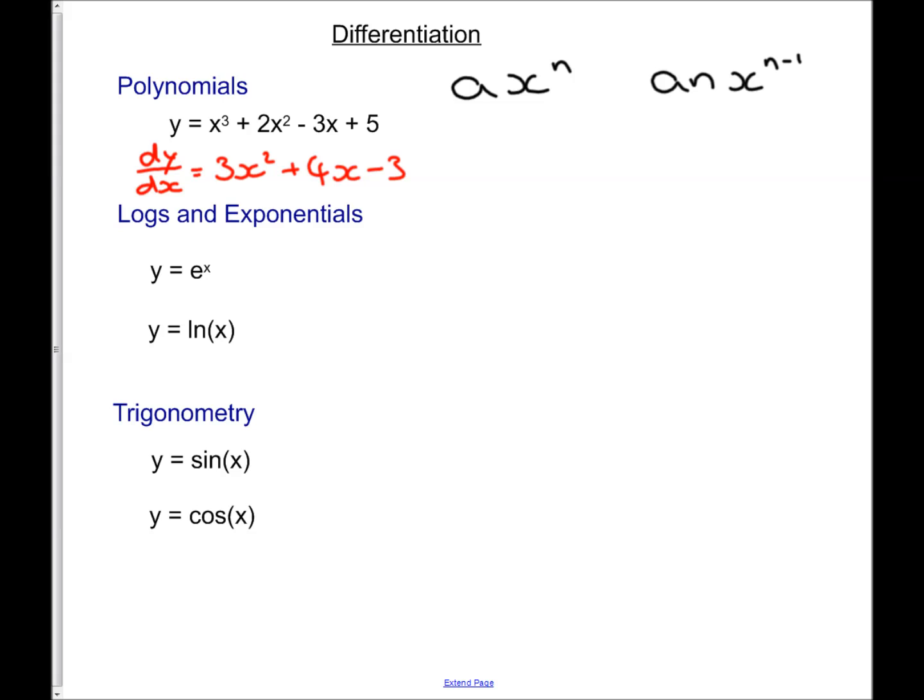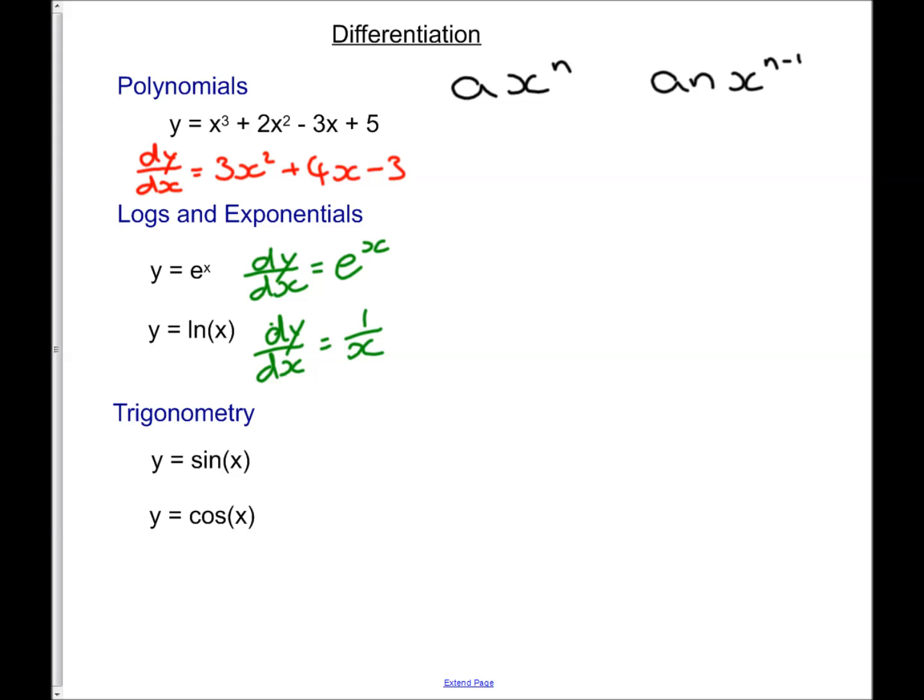The next sort are logs and exponentials. If I differentiate e to the x, I get e to the x back. It's because e is a very, very special number. If I differentiate ln x, I get 1 over x.